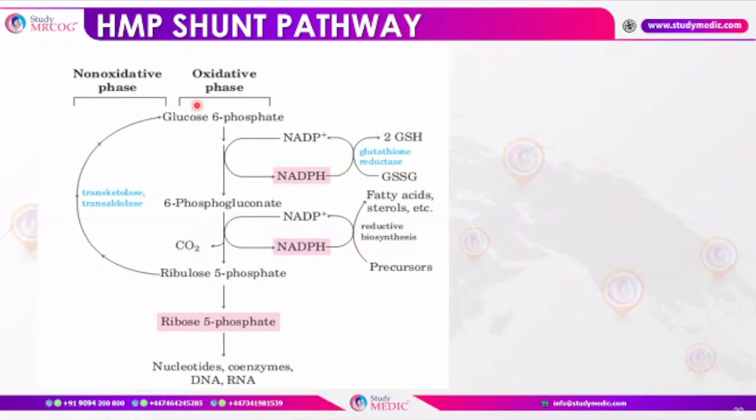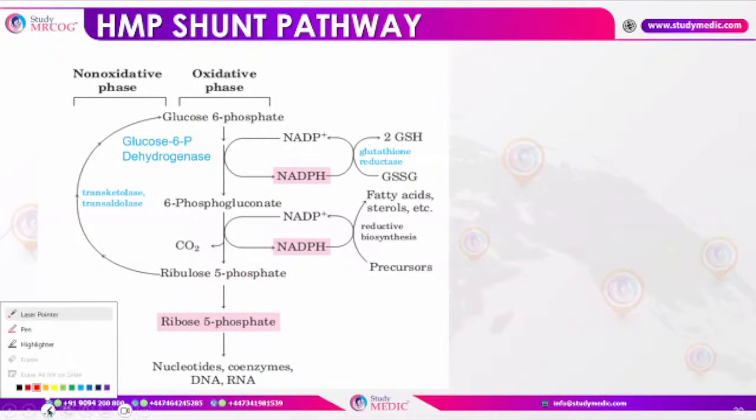It has two phases, the oxidative phase and the non-oxidative phase. To cut short, a few brief important points about the HMP pathway. In the oxidative phase, glucose 6-phosphate is converted to 6-phosphogluconate. Here the enzyme is glucose 6-phosphate dehydrogenase, and there is production of the NADPH coenzyme. Another NADPH molecule is produced in the same process. So we get ribulose 5-phosphate and then ribose 5-phosphate. The two important things to highlight here are the NADP to NADPH formation.